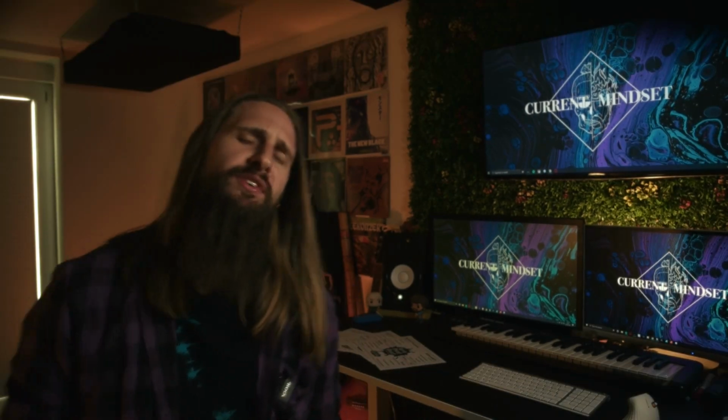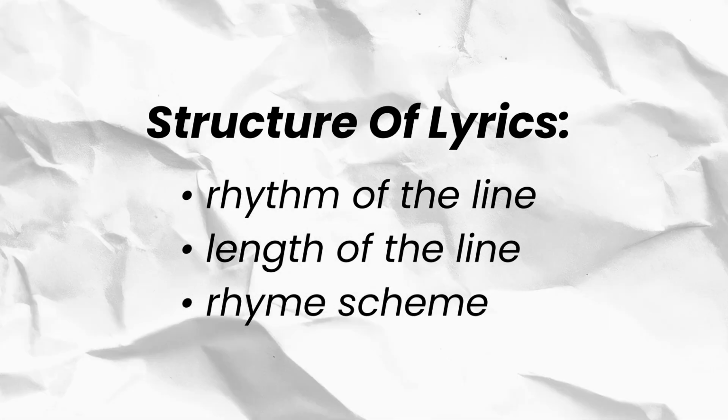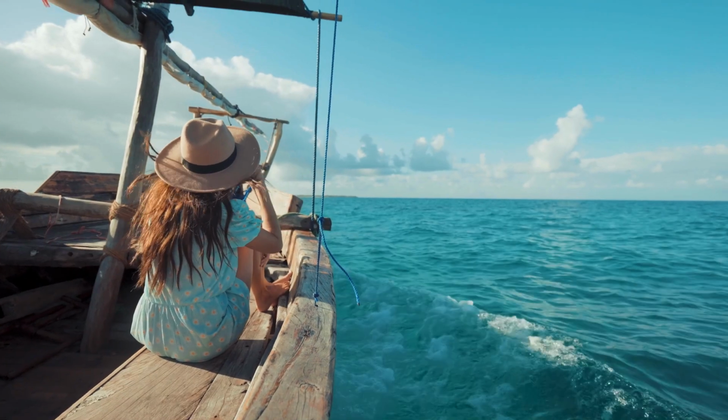The structure of the lyrics consists of 3 things: the rhythm of the line, the length of the line, and the rhyme scheme. You can create contrast by changing one of them at a time. Think of this like creating stability and instability. Even a repeated structure is stable. The audience will go through your song in a smooth fashion. It's like a boat ride over a calm sea.